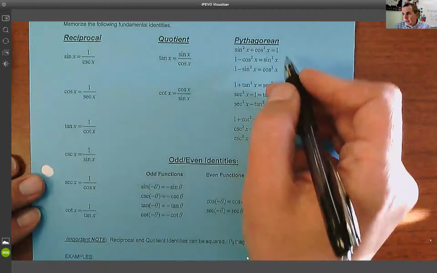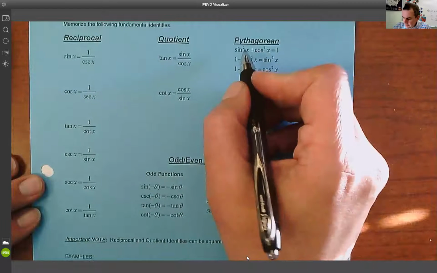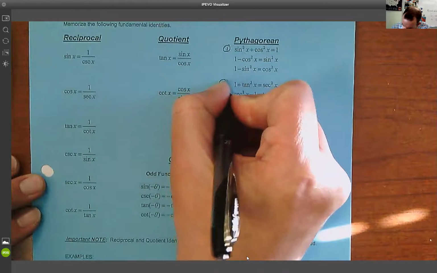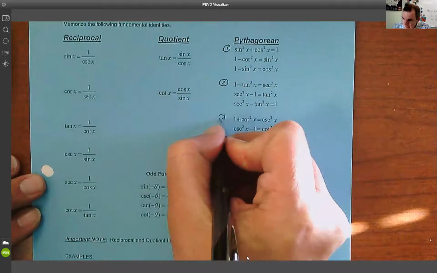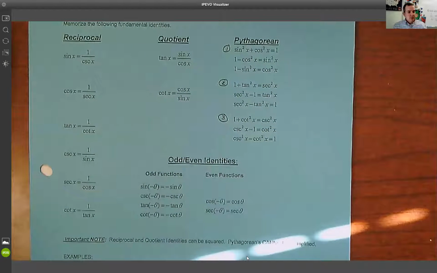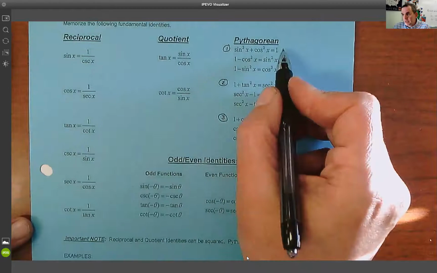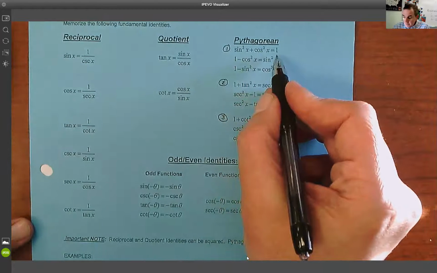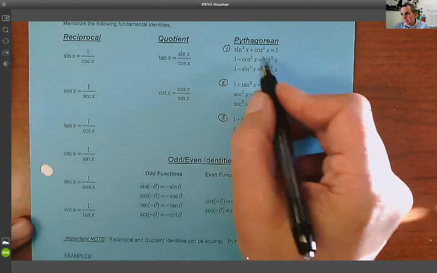And then we had some Pythagoreans. The way you want to look at these Pythagoreans is these three right here. So 1, 2, 3 are three Pythagorean identities that are true. They have to deal with sines and cosines and cosecants and secants and cotangents and tangents in one. So this is our first one: the sine squared of a number plus the cosine squared of a number equals 1. And then the other two are just manipulating this.